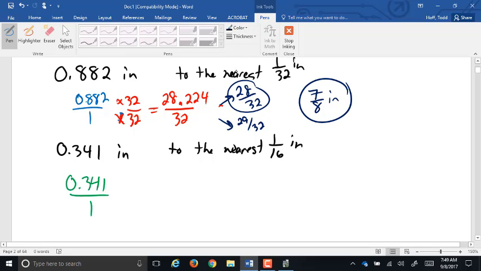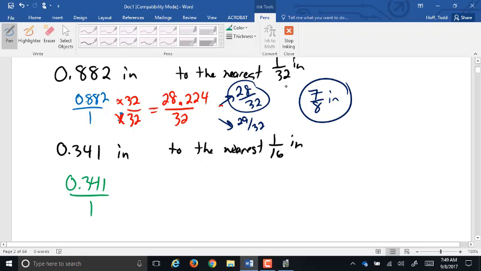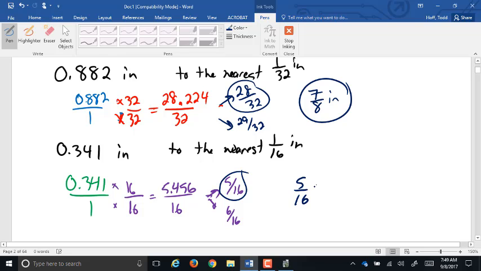Any questions? Okay, so down here we've got the 0.341 over 1. What are we going to multiply here? 16. So at 16 here, what do we get on top? 5.456. And really the 5.4 is all we care about. It's between 5/16 and 6/16, closest to 5. So that's going to be 5/16 of an inch.